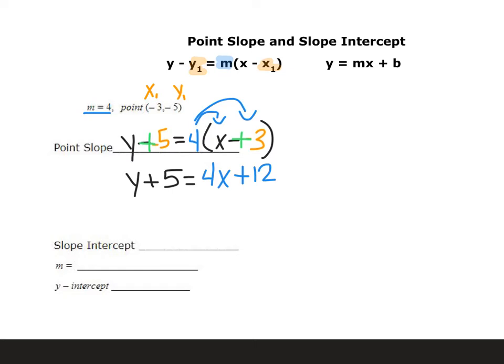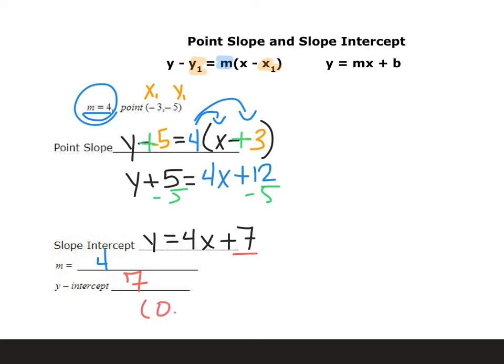All right, after distributing, double check, you should have y plus 5 equals 4x plus 12. And now you isolate your y. And that's going to leave us, we subtract our 5 from both sides. Our final answer of y equals 4x plus 7, which means our slope, notice our slope has not changed. It was given to us as a 4, and even in slope intercept, we still have a value of 4, but our y-intercept is now a 7. So you can write it as just a 7 or an ordered pair.